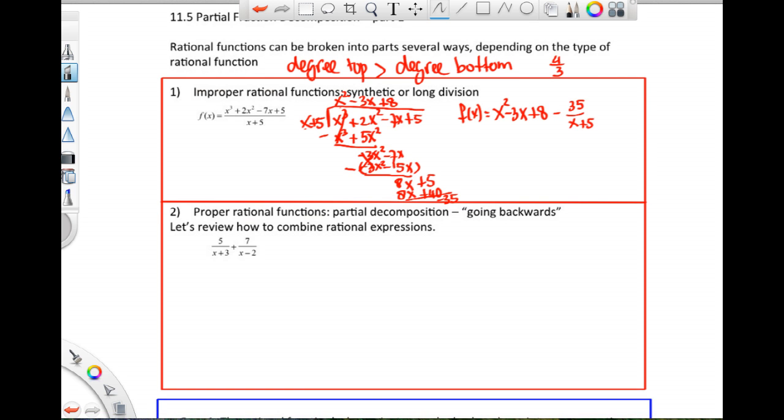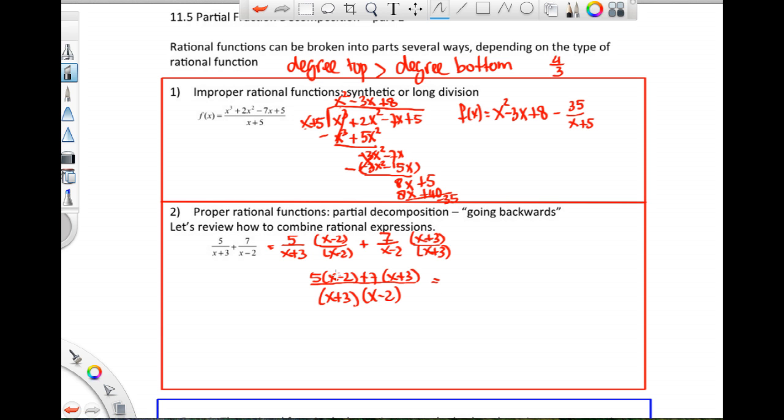What we're a little less familiar with is a proper rational function, where the degree on the top is less than the bottom. So let's first figure out how we get from one to the other. If I gave you 5 over x minus 2 plus 7 over x plus 3 and asked you to combine them, hopefully you would multiply the first by x plus 3 over x plus 3, and the 7 over x minus 2 by x minus 2 over x minus 2. When you do that, you get 5 times x plus 3 plus 7 times x minus 2 in the top of your fraction, and the bottom ends up being x plus 3 times x minus 2.